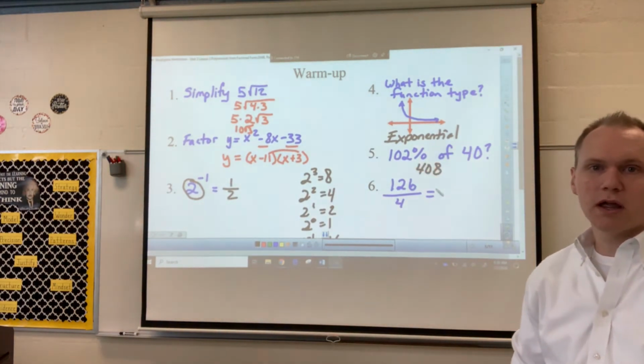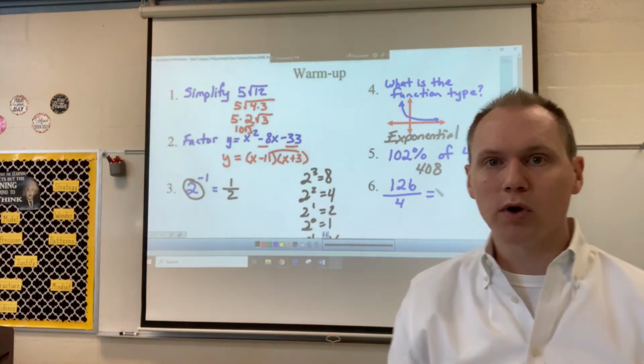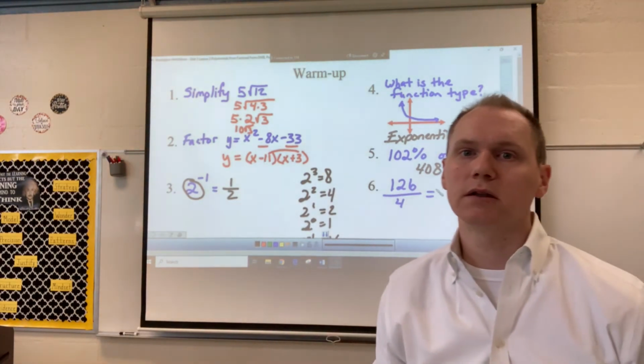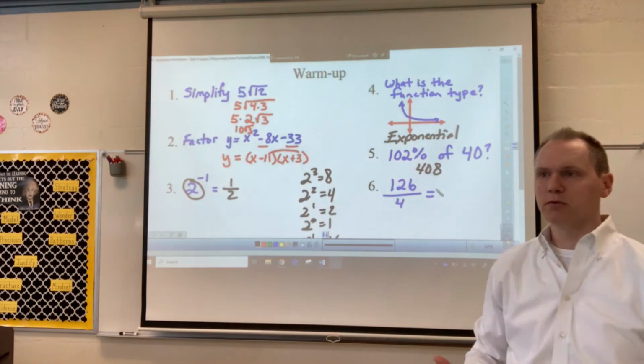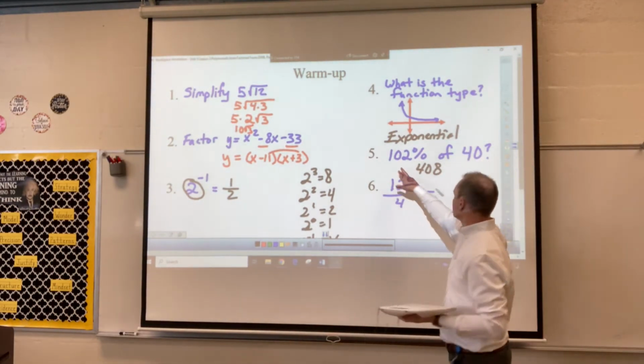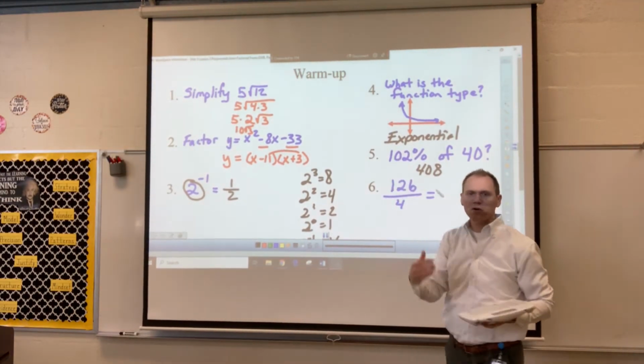So it could be 408, it could be 40.8, it could be 4.08, it could be 0.408. You really have to just make sense of the numbers involved now. 102%, that's just above 100%.